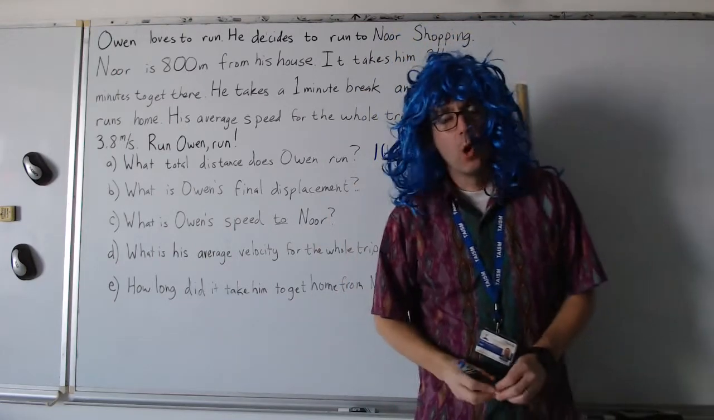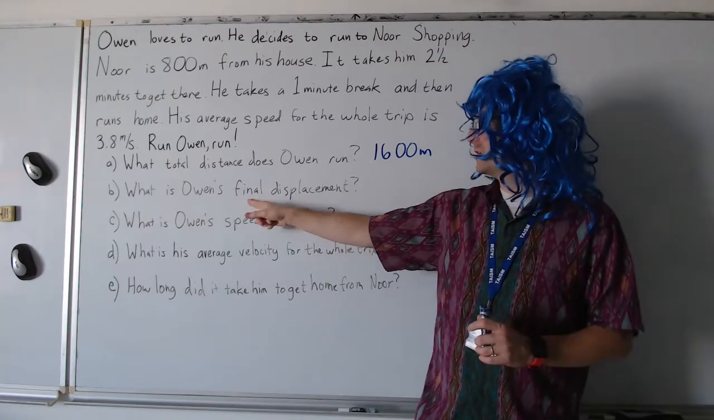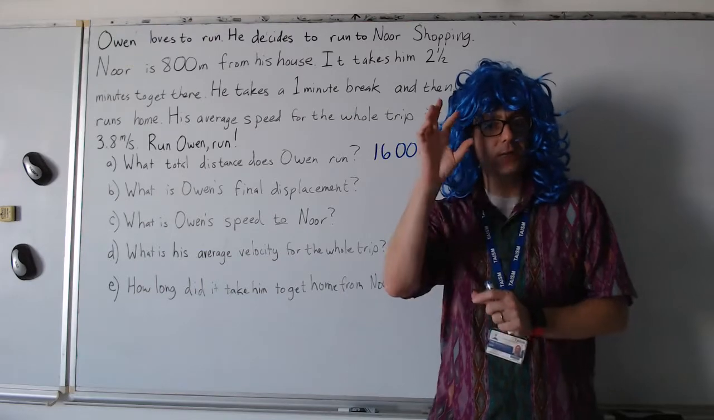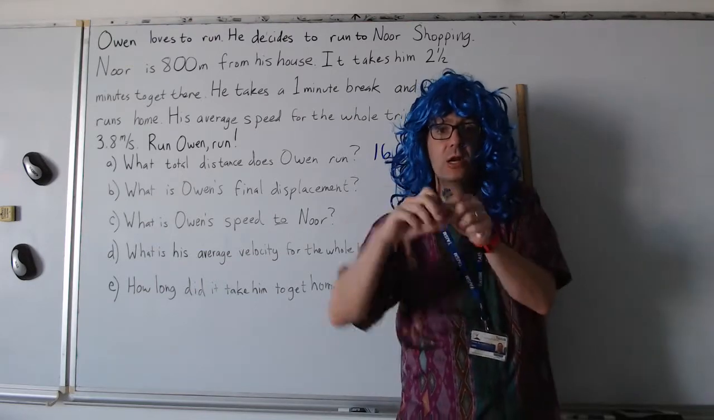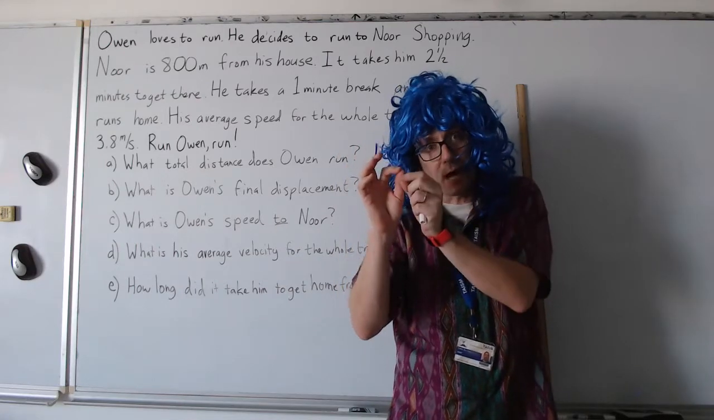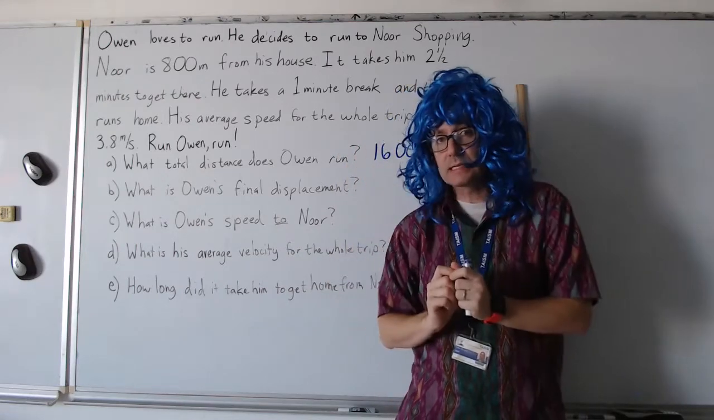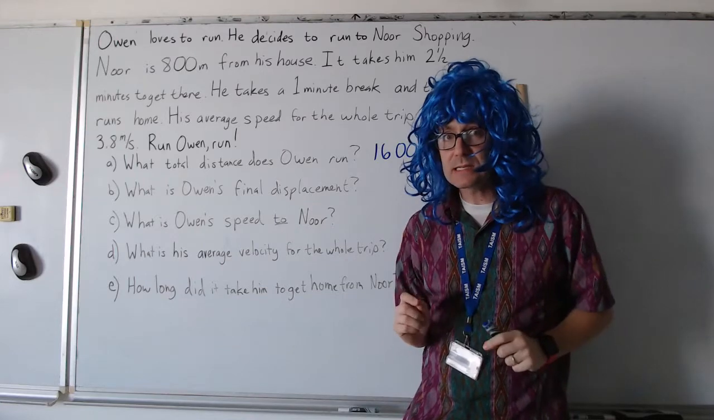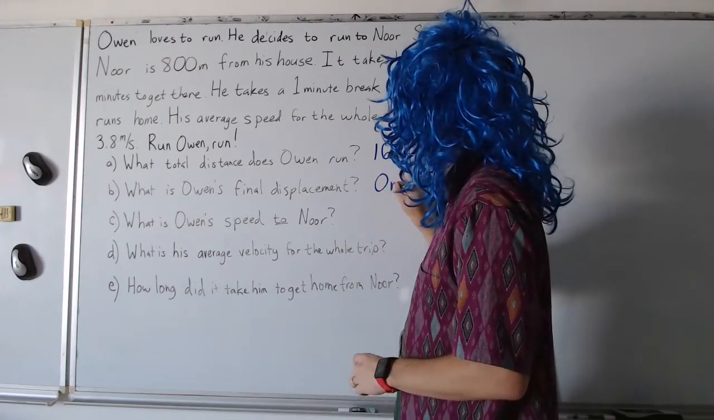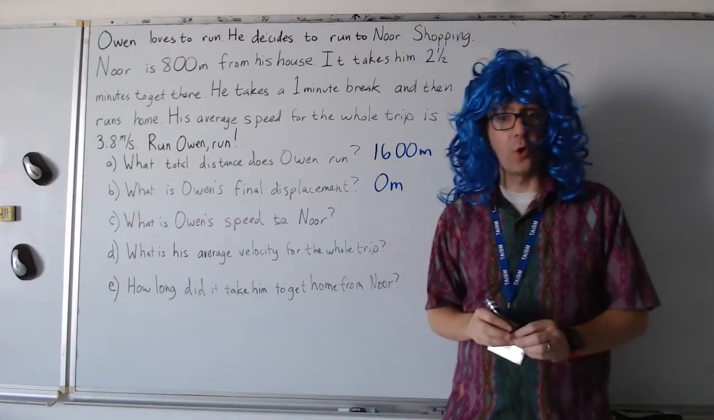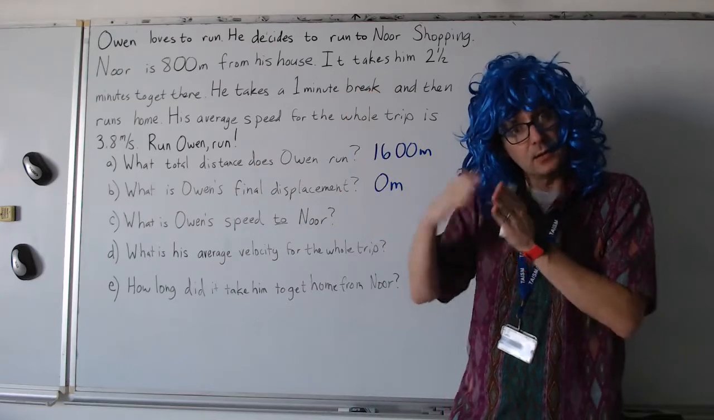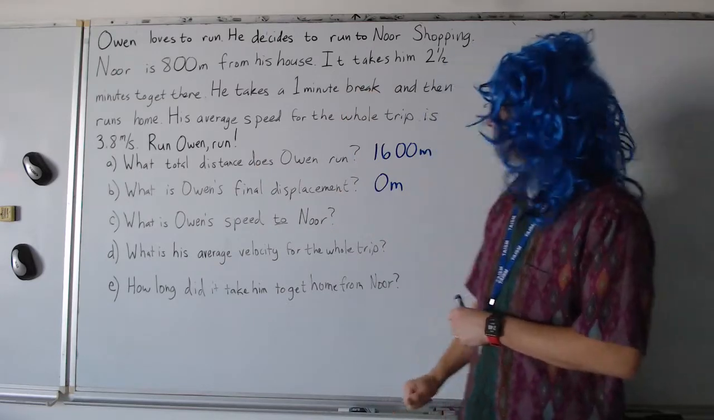What is Owen's final displacement? Now remember, displacement is how far it is from your starting point to your ending point. So if he starts at home, goes all the way to Knorr, and comes all the way back, his starting and final point are in the same place. That means the displacement is 0. So he's got a total displacement of 0 meters for the whole thing. Somewhere in the middle, he might have a different displacement, but beginning to end, displacement is 0.